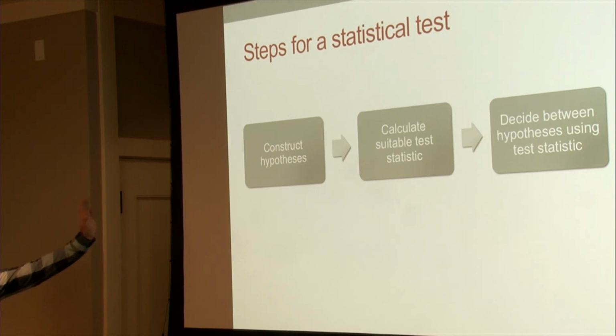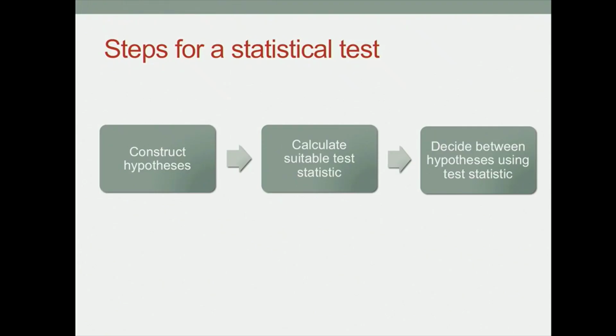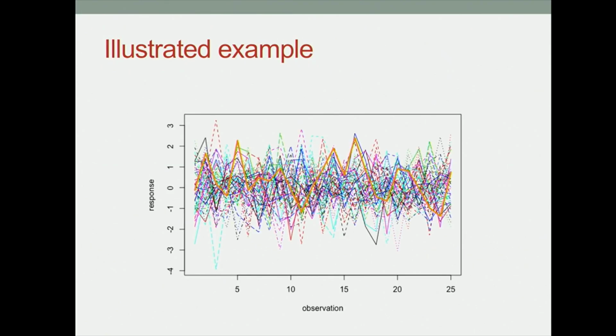So the process here: we construct our hypotheses, we calculate a suitable test statistic, and then we decide between our hypotheses using this test statistic based on some decision rule.